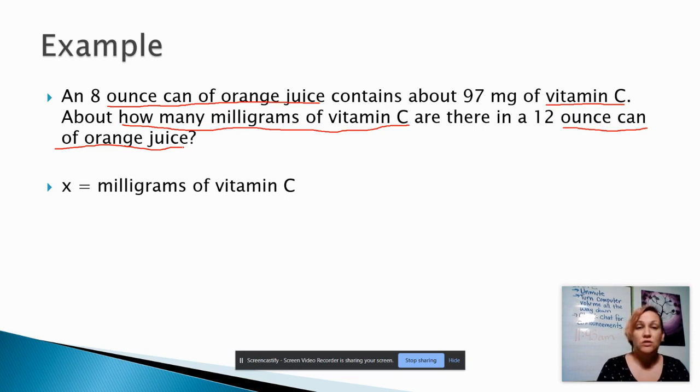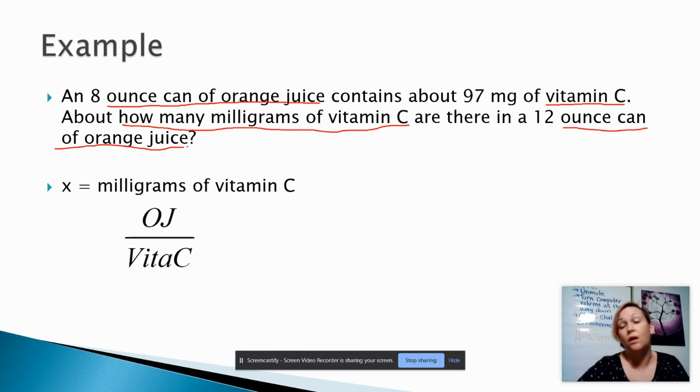You can use ounces and milligrams. You can do orange juice and vitamin C. Like, it doesn't matter as long as you understand what you're talking about. And again, it doesn't matter which one goes on top or the bottom, as long as you're staying consistent. I usually put it in the order that it was in the first sentence, because that's a little bit less confusing to me. So in the first sentence, I saw orange juice first, so I'm going to put orange juice on top. And I saw vitamin C second, so I'm going to put vitamin C on the bottom.